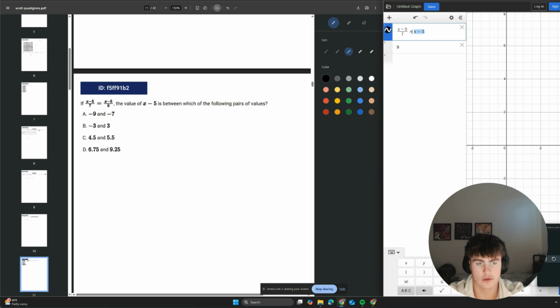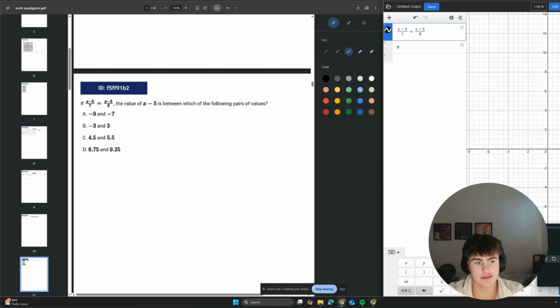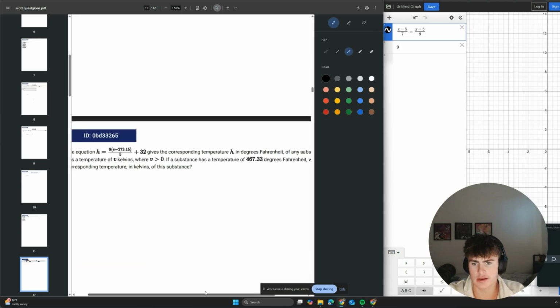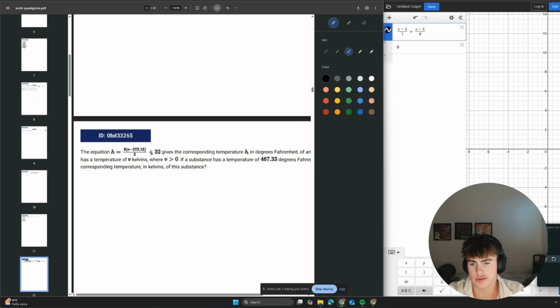Gotta lock in, so. Okay, so x is going to be 5. That's going to be between this one right here, so let's see. Easy. The equation that gives a corresponding temperature H in degrees Fahrenheit of any substance that has a temperature of V kelvins where V is greater than 0. If a substance has a temperature of this Fahrenheit, what is the corresponding temperature in kelvins of the substance?